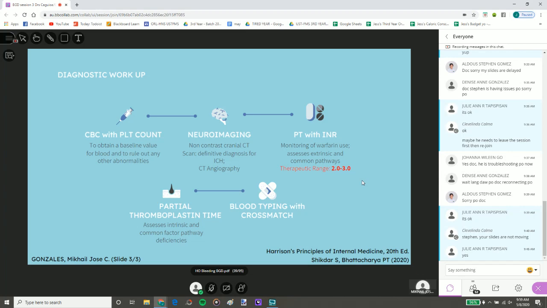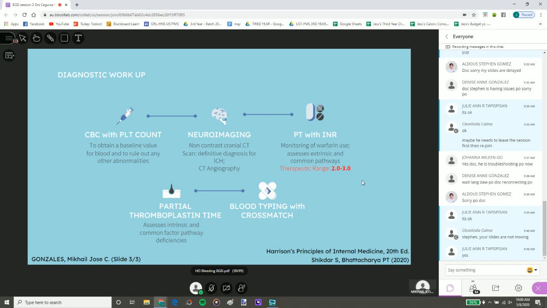For neuroimaging, it is an important tool to diagnose intracerebral hemorrhages. We should request a non-contrast CT scan because in the CT scan, we can observe the hematoma as to its location, the extension to the ventricular system, degree of edema, mass effect, or structural shifts. We can also request a CT angiography to determine whether there is a high likelihood that the hematoma will continue to expand. Lastly, but most importantly, we should request your APTT and PT with INR.